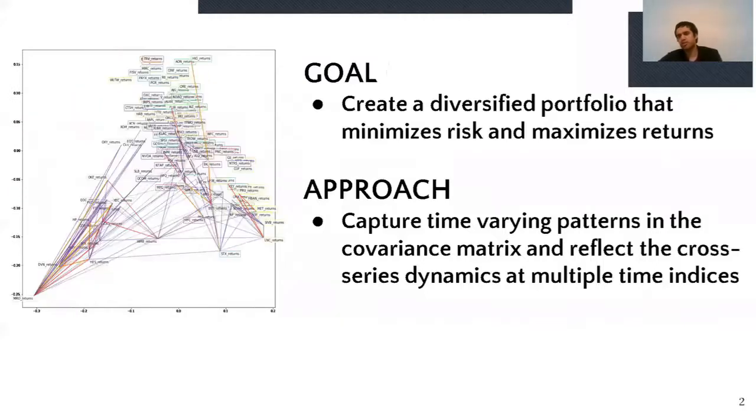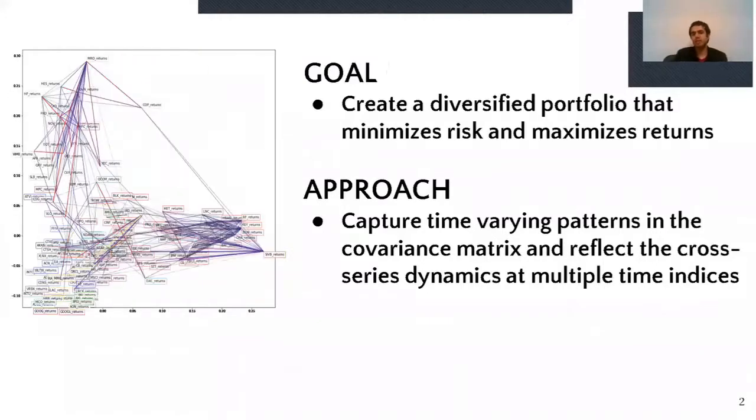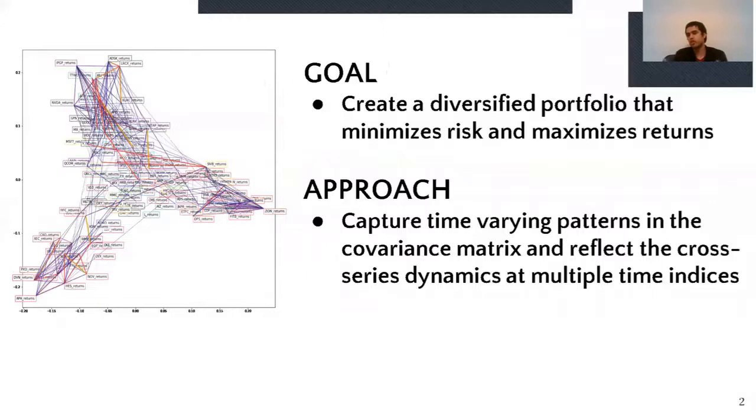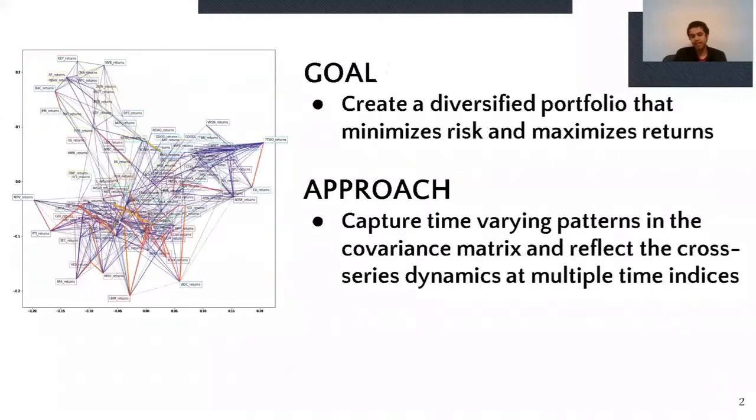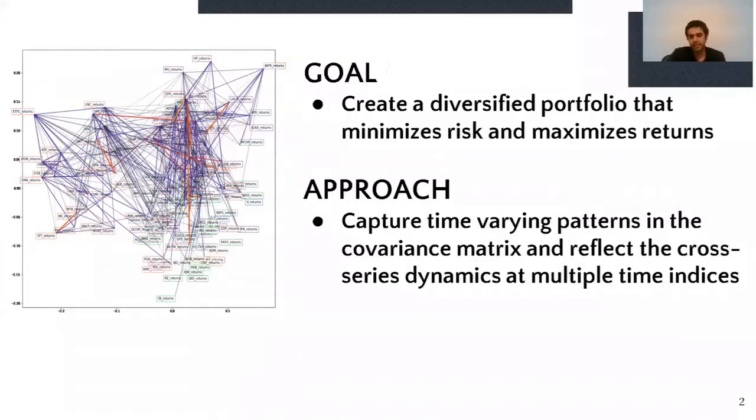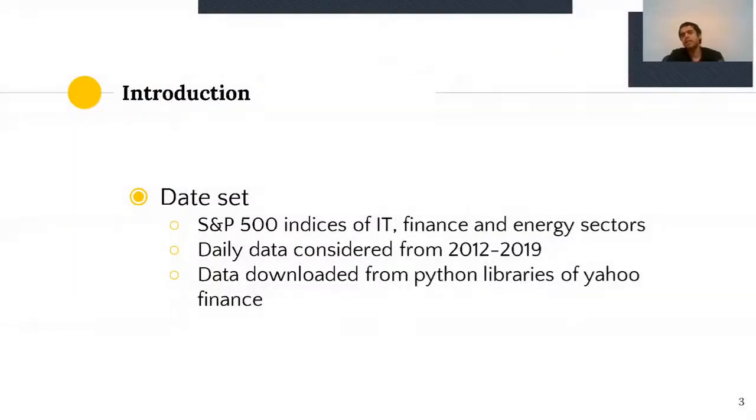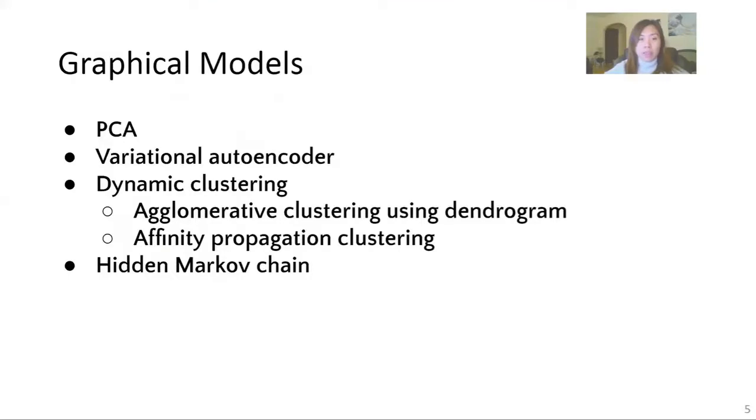So we use graphical models so that we can capture the time varying patterns in the correlations and covariances of the stocks and reflect the cross series dynamics at multiple time indices. The data we consider is sector wise. We consider sectors like IT, finance, and energy. Within these sectors, the stocks are quite correlated, so it might be interesting to see how this works out. We utilize a variety of graphical models, which are shown here, and we're going to explain each model in detail in the following slides.